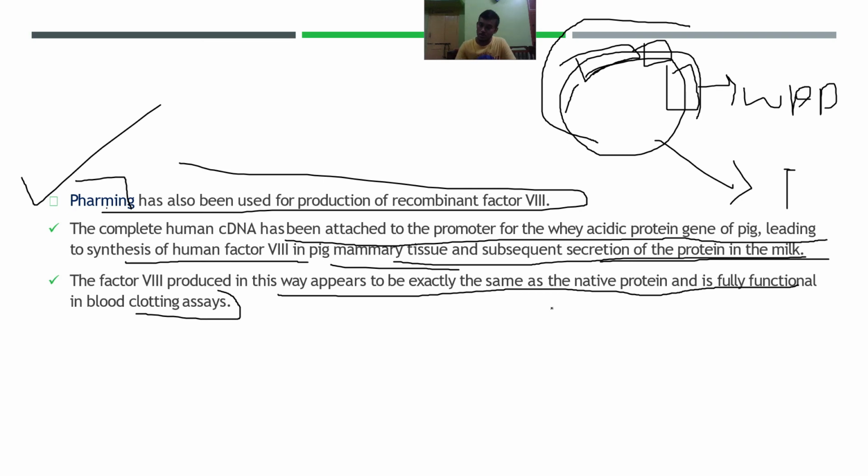So this would eventually solve the problems of blood clotting, and this is another way of forming factor 8, and also of getting rid of issues such as filtration. But we haven't actually got rid of filtration in this case either, because contaminants might be present here too. But this is another way of producing human factor 8, using the pig whey acidic protein gene.